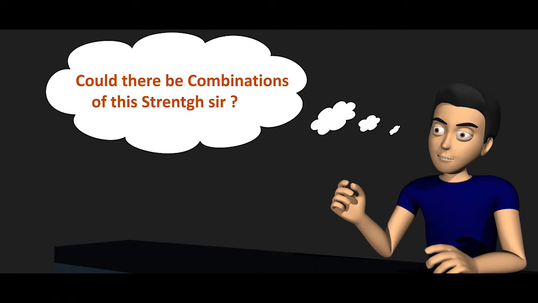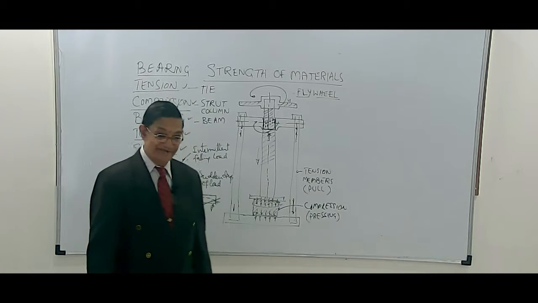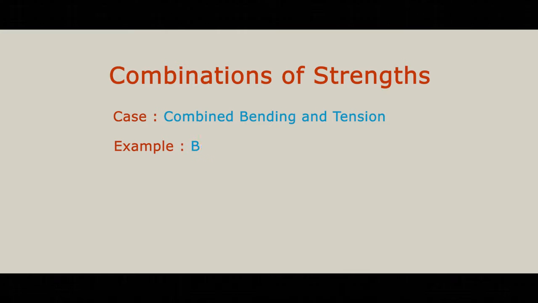Could there be combinations of these strengths, sir? Ron, good question. The complexity of the strength of materials lies in the combination of these various strengths. A member may be subjected to a combination of tension and bending.